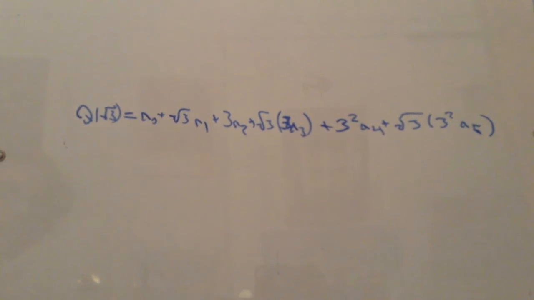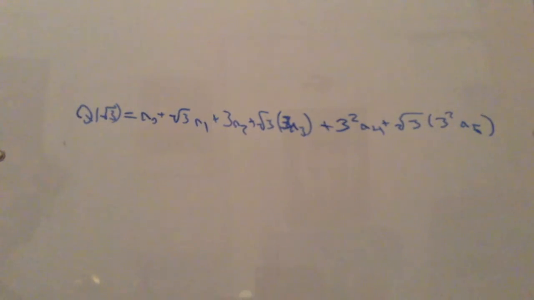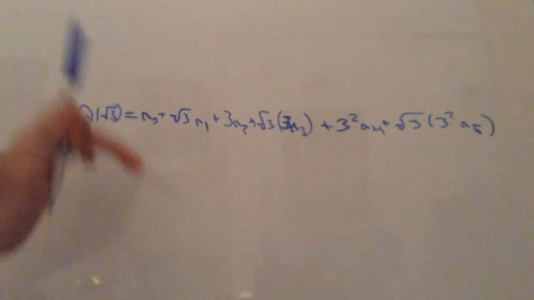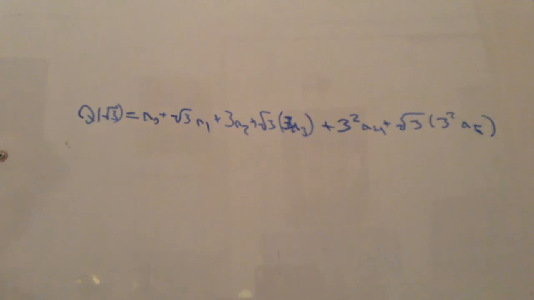So at this point you should notice 3 to the 0 and 3 to the 0 times root 3. So we got 3 to the 0 times something plus 3 to the 1 times something plus 3 squared times something, so on and so forth. And those somethings are all 0, 1, or 2. So this is just expanded notation in base 3.